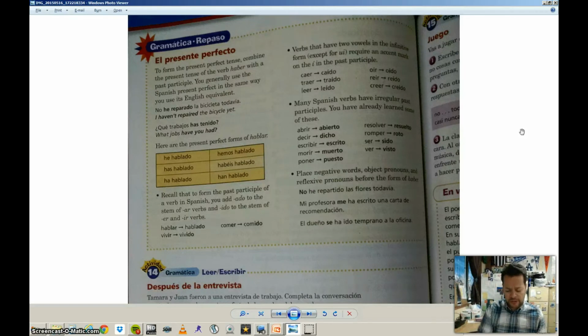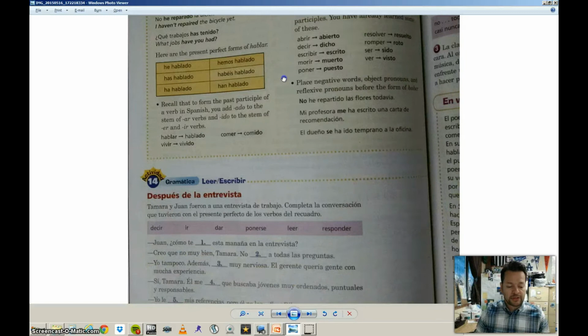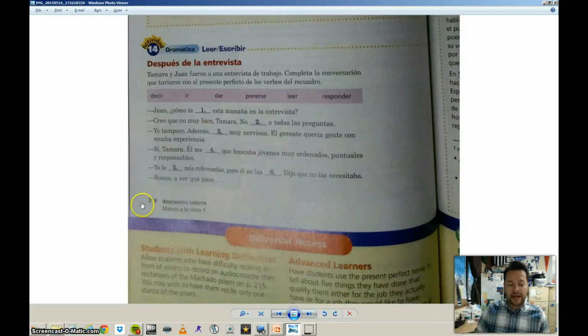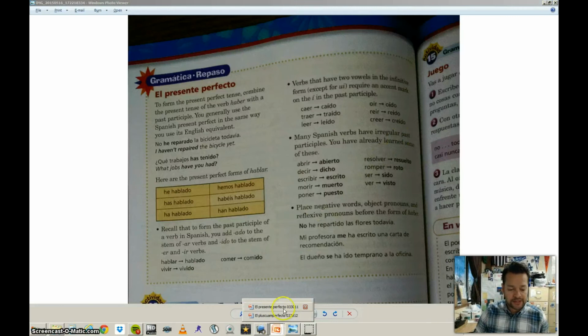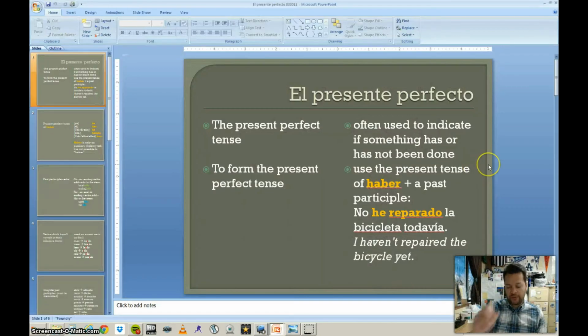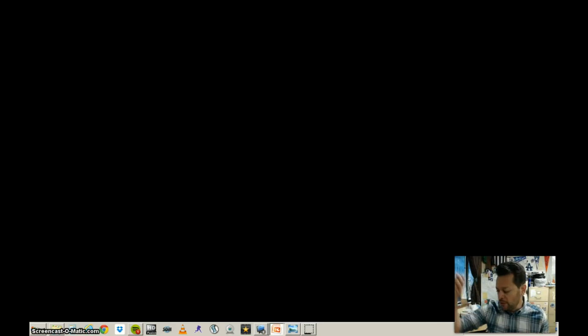So let's get right to it, ladies and gentlemen. This is going to be your grammar section for chapter 5, the first half, 5A. This first lesson is called the present perfect tense, el presente perfecto, and this information can be found on page 214. So please open your books, read this page, and now I'm going to teach you about the present perfect. Here we go, class.